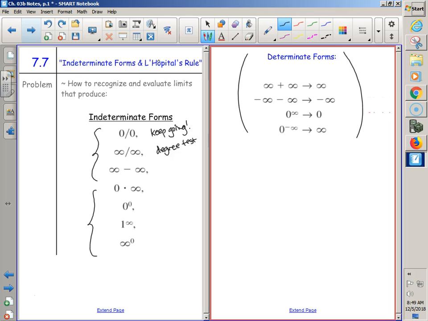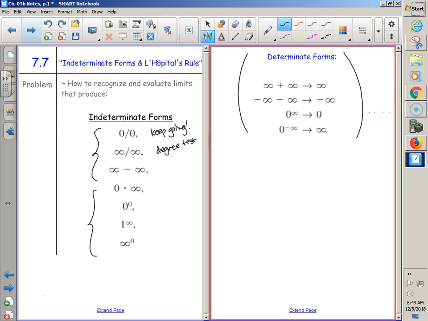Positive infinity plus positive infinity is going to be positive infinity. An x squared plus an x cubed as I go to infinity will be infinity. A negative x squared minus an x cubed as I go to positive infinity, a negative positive will still be a negative infinity.